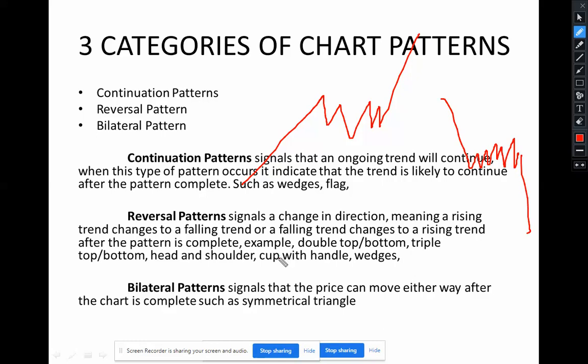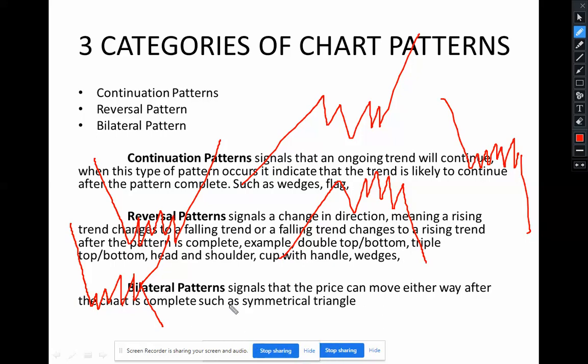But with a reversal pattern, if the market is moving up and the market is consolidating, it will reverse to the downside. Or if the market is moving down and consolidating, it will reverse to the upside. But this bilateral pattern is very tricky at times. You have to be careful whenever you see this kind of pattern, okay? Because it can give you a fake move most of the time. If the market is moving down and ranging here, we don't know if the price will break to the upside or to the downside after the pattern is complete.